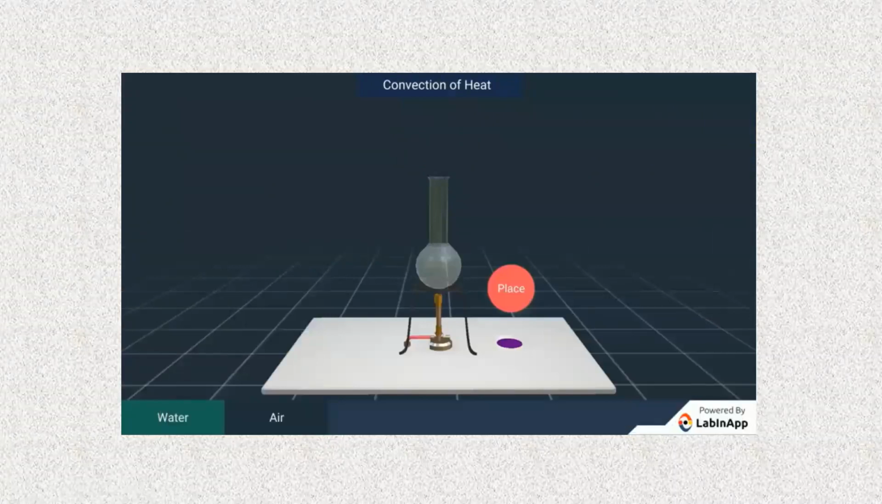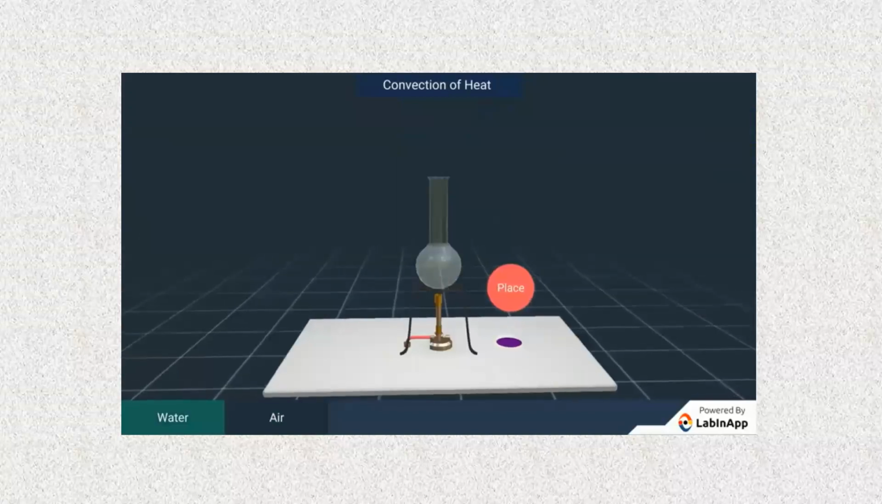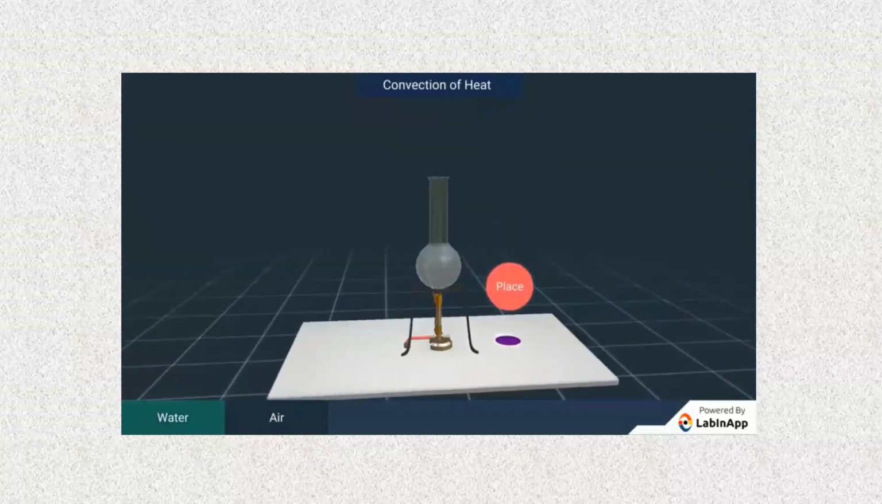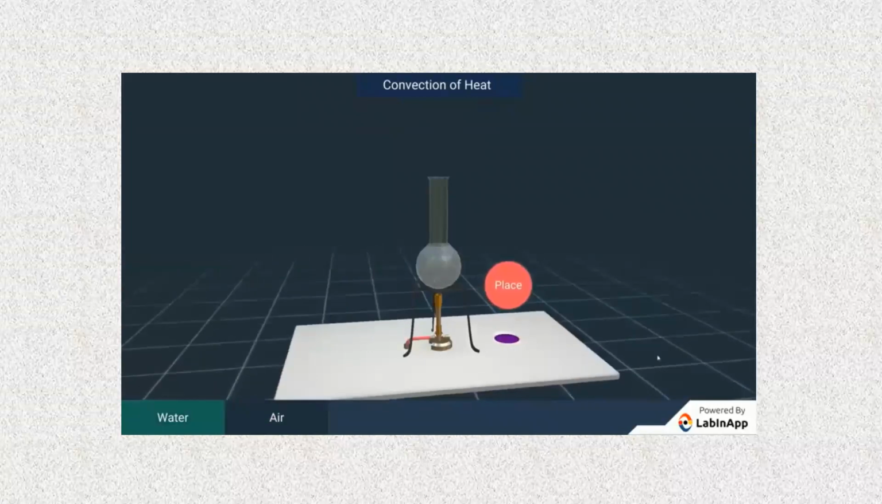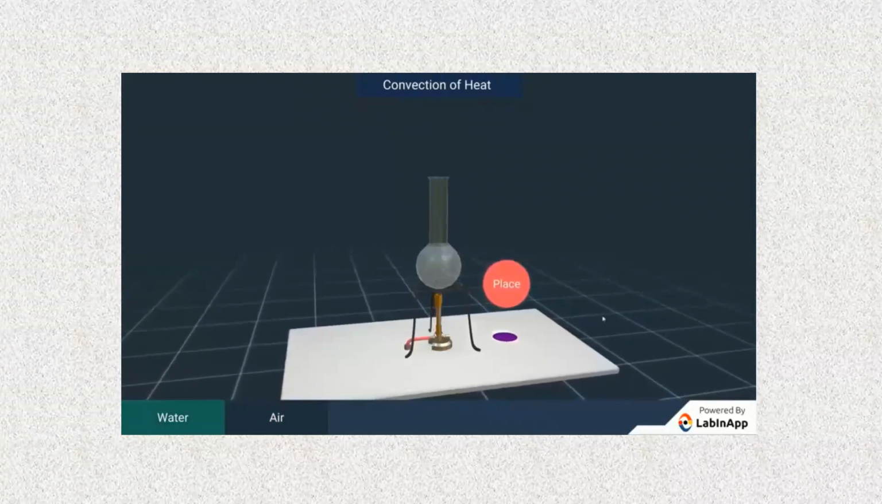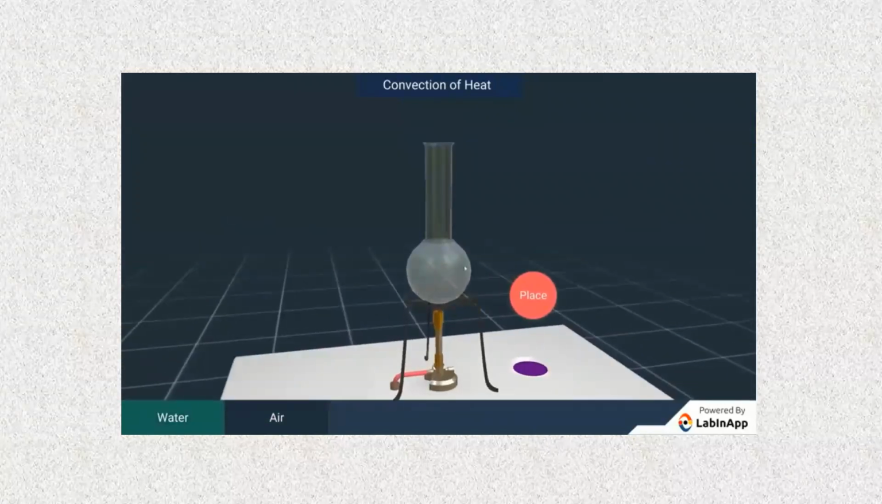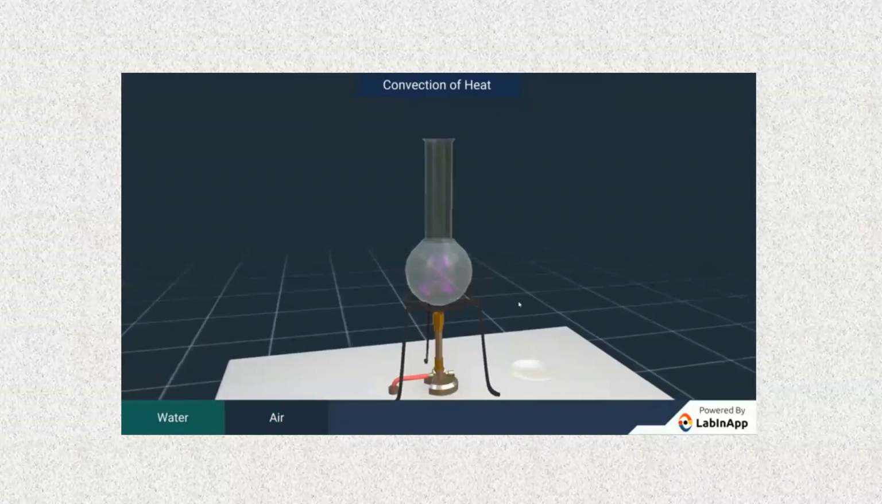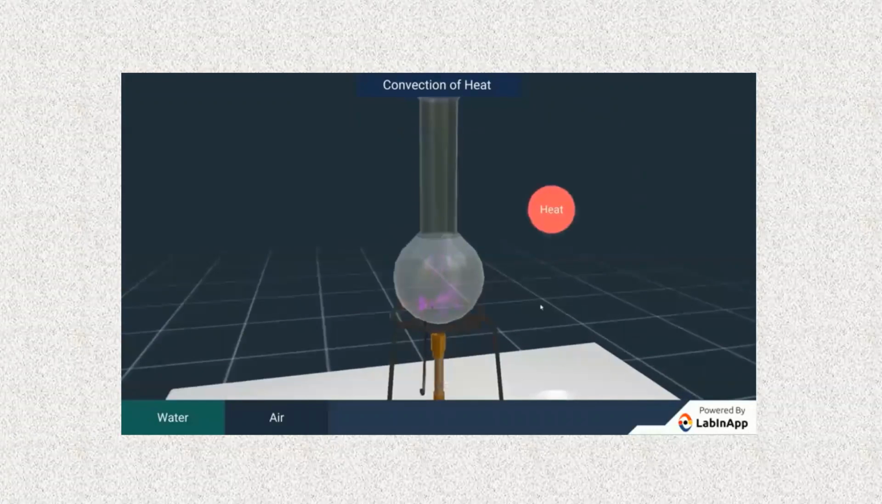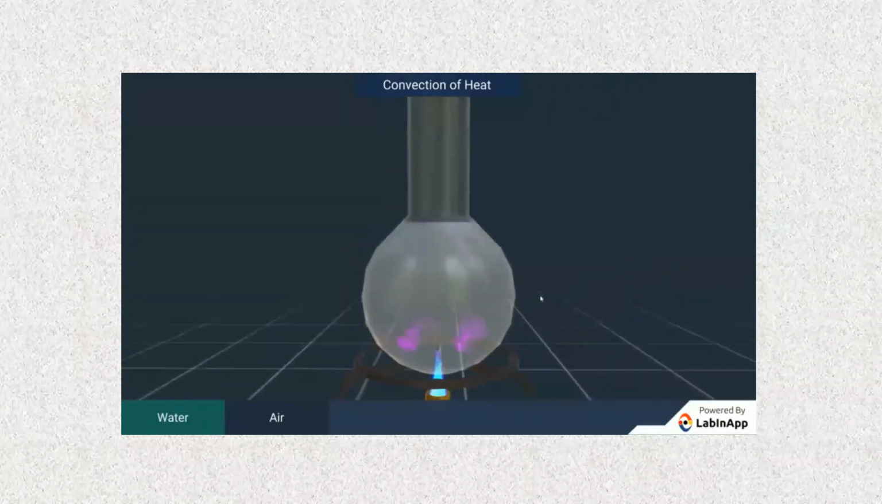Water and air are poor conductors of heat. Then, how does heat transfer take place in these substances? A round bottom flask is taken and filled with water. It is placed on a tripod. Place potassium permanganate at the bottom of the flask gently. Now, heat the water with a Bunsen burner and observe.